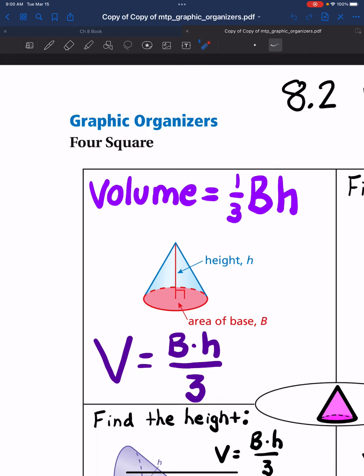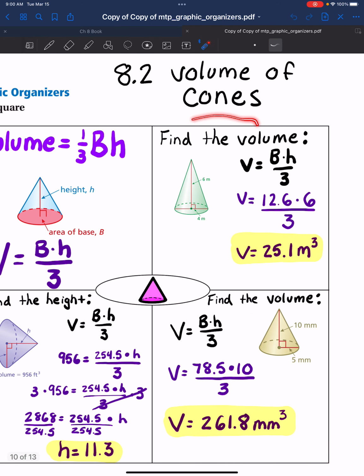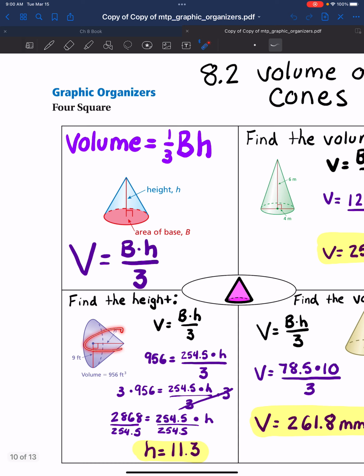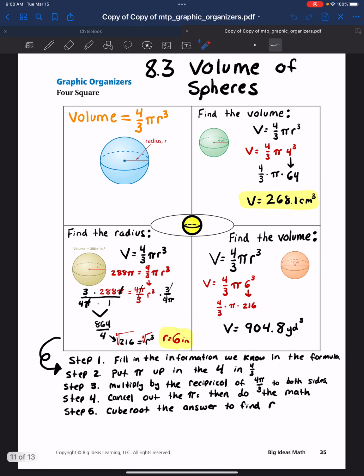Okay? 1/3 base times height, or base times height divided by 3. We have 2 examples of how to find the volume, and then we have an example of how to find an unknown, like the height. After that, we talked about spheres.